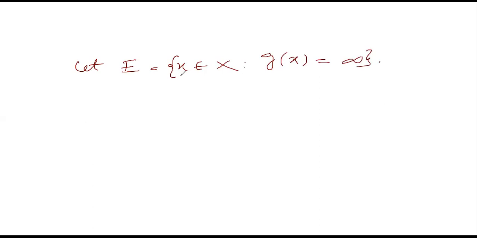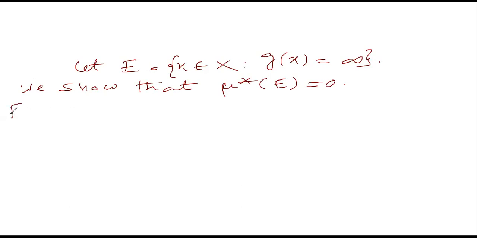But we will show that the set where it takes the value infinity is a null set. So let's denote that set by E. Let E be the subset of X such that g of x is equal to infinity. We show that this is a null set, that is, mu star of E is equal to 0.